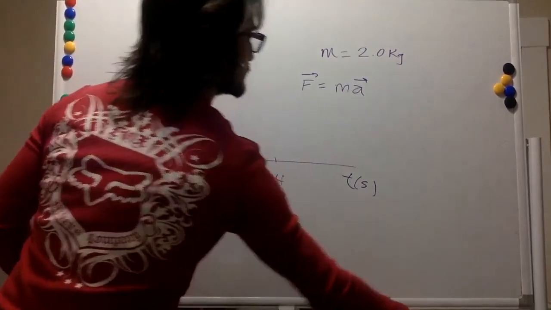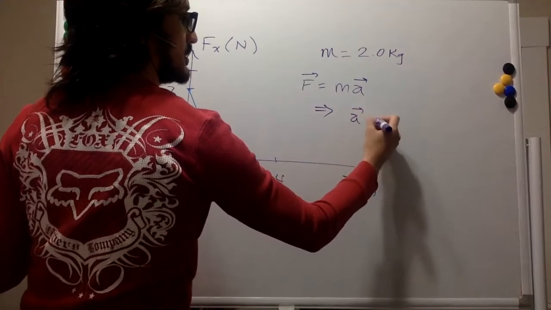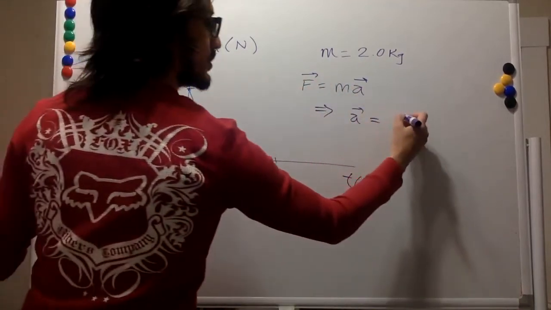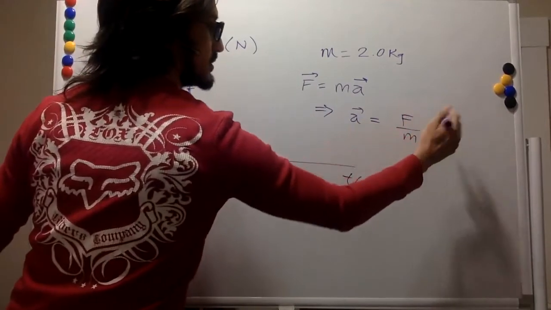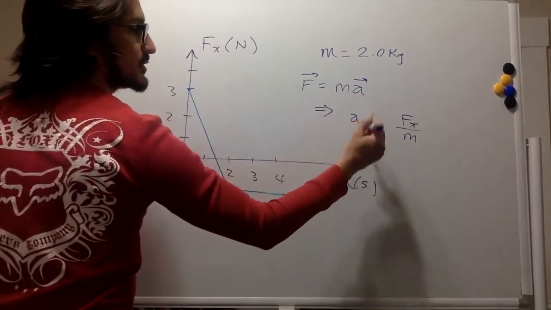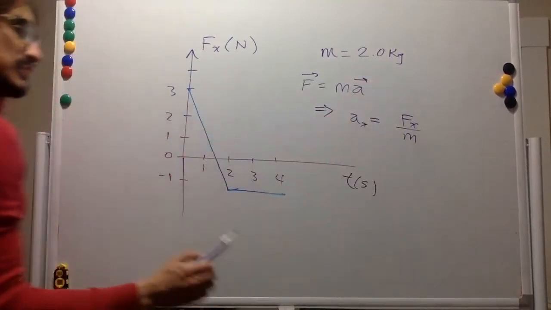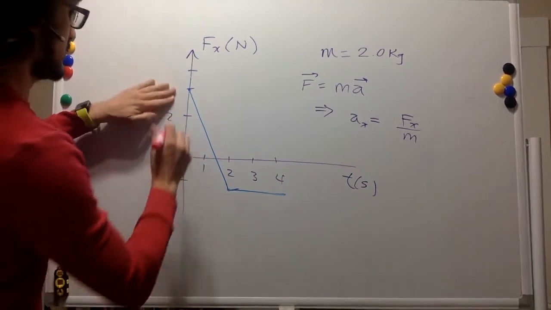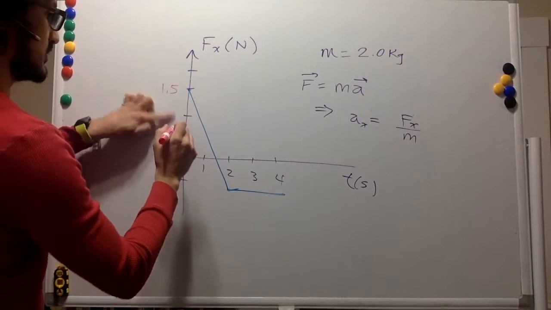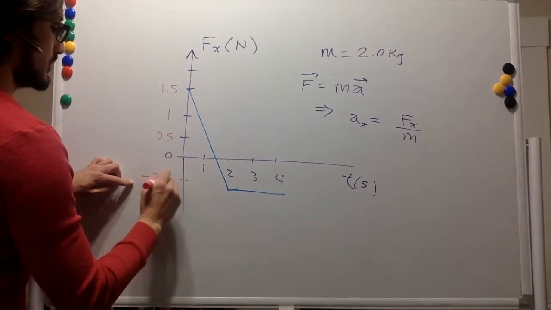So the acceleration is going to be force divided by mass. And here we're just looking at a component, so we can remove the arrow, just put the acceleration in x. And this, of course, is going to be the force in x, and this, of course, is going to be the acceleration in x. So if the mass is 2 kilograms, then we just have to divide this by 2. So this one is going to be 1.5. This is going to be 1. It's going to be 0.5. This is going to be 0. And this is going to be -0.5.